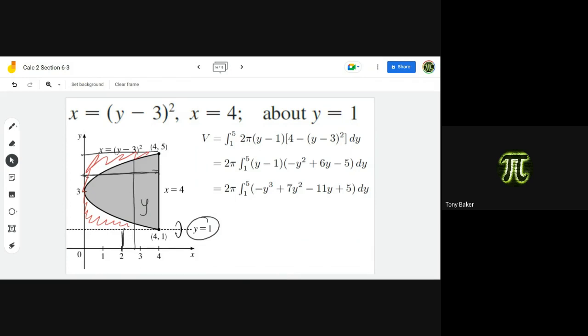Then you have to multiply that by the y minus 1. So this piece right here is the piece that was wrong. It ends up being negative y squared plus 6y. You had y squared minus 6y. Those will change because of the minus sign. And then it's 4 minus 9.